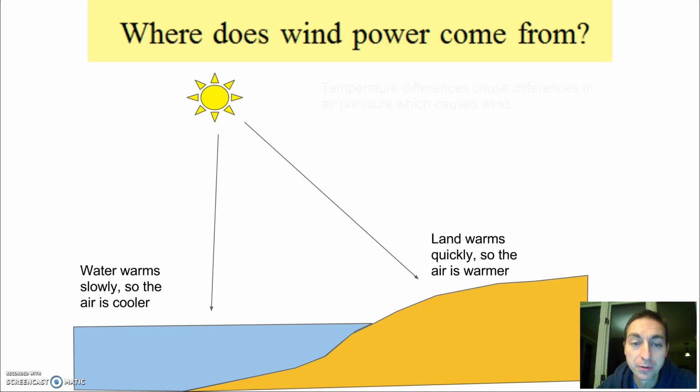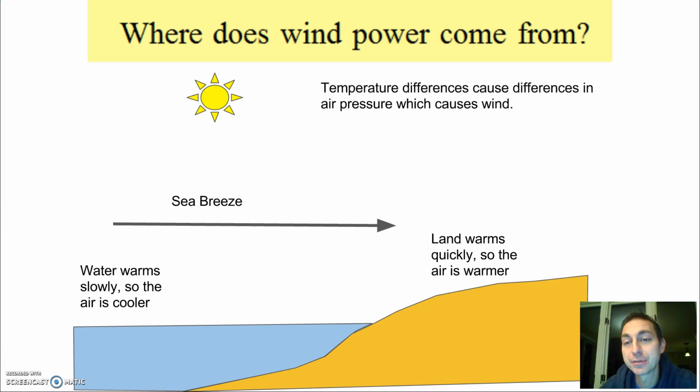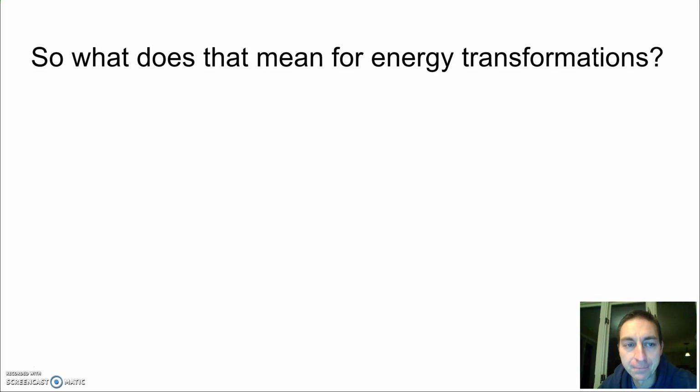So if the temperature is going to have a difference, that causes a difference in air pressure, and that causes high pressure to push to low pressure, and we call that wind. And so right here you see our sea breeze coming in off of the ocean. And this is the concept of what happens all around the planet. If you have differences in heating, it leads to differences in air pressure, and that leads to wind.